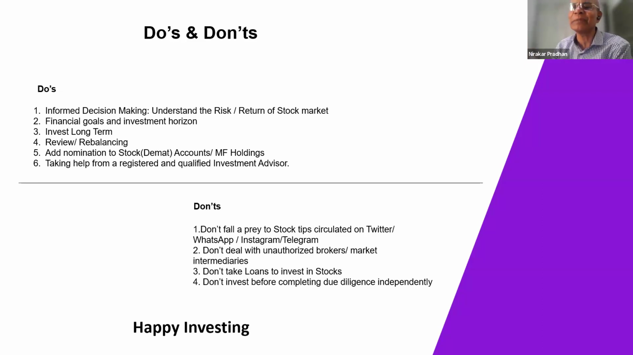So, informed decision making. First, you should satisfy yourself. Forget about others' tips. Whatever people say, you hear, but you understand and satisfy yourself that you are convinced to buy this stock at that price. Financial goals, invest long term, review and rebalancing. Once you invest, periodically rebalance at least once a year, and see whatever decisions you have taken, right or wrong. Add nomination, this is very important, because many of us, including me, are senior citizens, that is age 60 plus. So it's better to put a nomination in your demat account, and also take help of a registered qualified investment advisor.